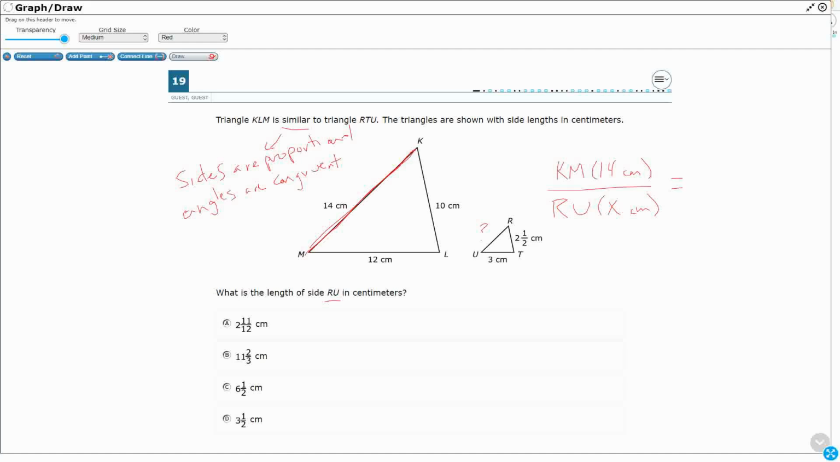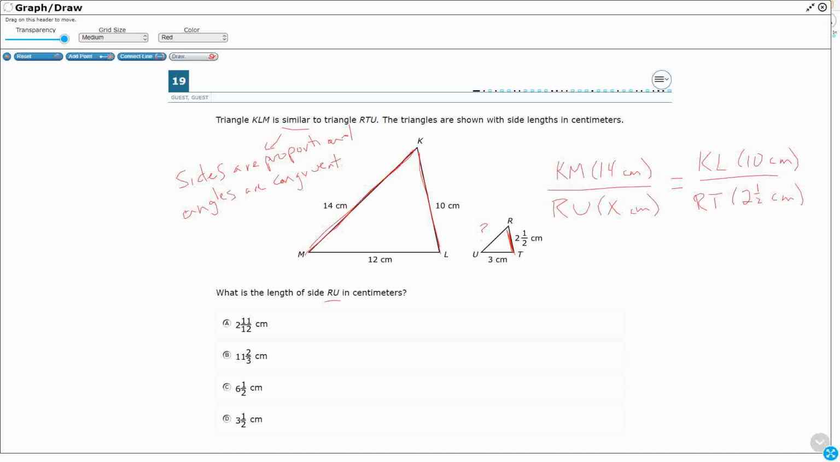Now, since I've got the side of the larger triangle, I need to find another side of the larger triangle. So let's say this KL, which is 10 centimeters. And since I did the larger triangle as the numerator, I need the corresponding smaller triangle side. So it would be this RT. You notice the orientation is the same, so I can say RT, and that's 2.5 centimeters.